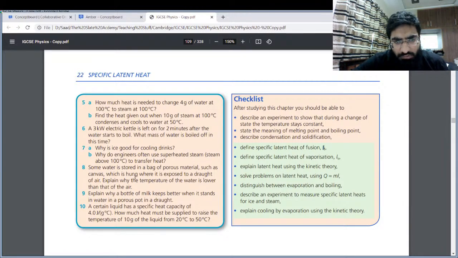Water is stored in a bag of porous material to a draught of air.